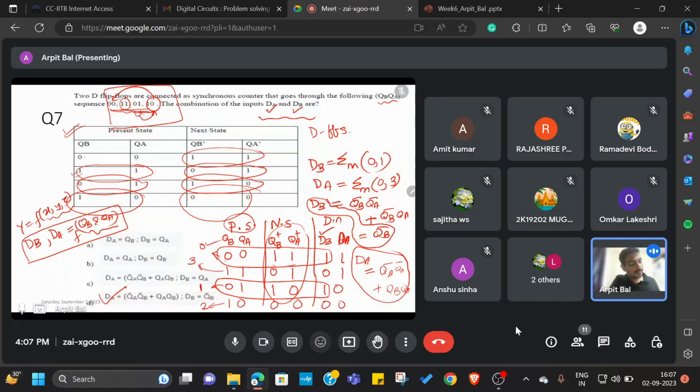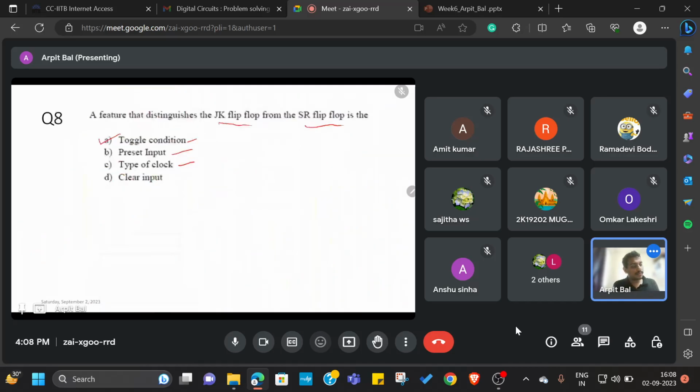So DB and DA are going to be functions of QB and QA, and we had to figure out what is the possible combination which we need to take care of so that DB is equal to 1 or DA is equal to 1. Then we formed those conditions, we reduced them, we simplified them, and we arrived at the answer as option number D.